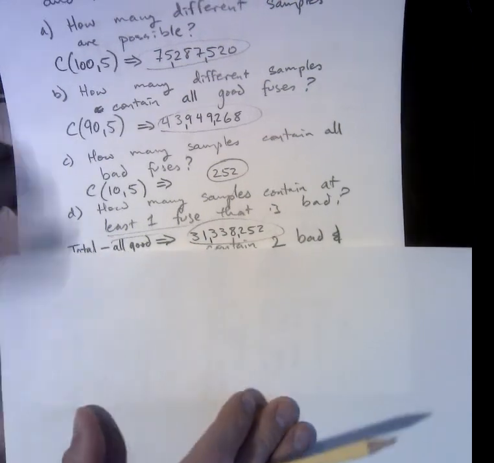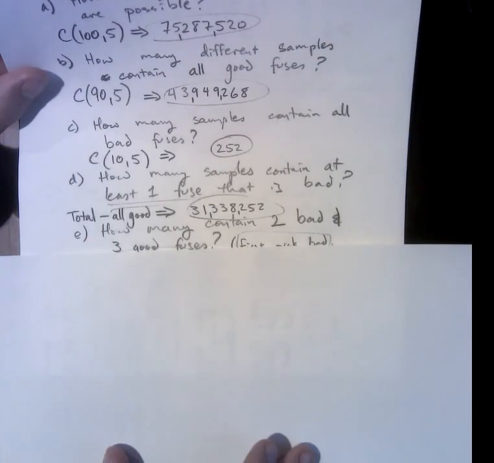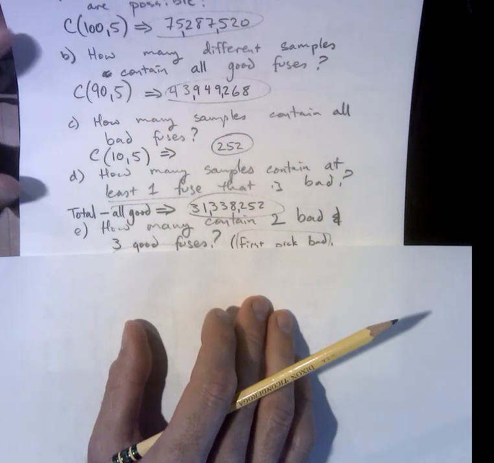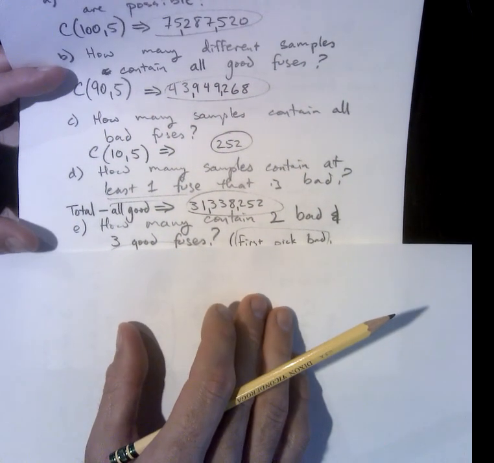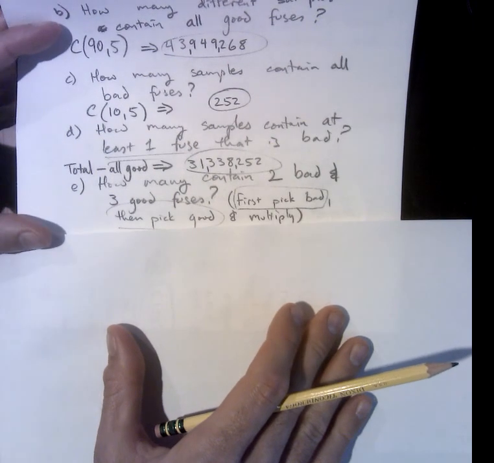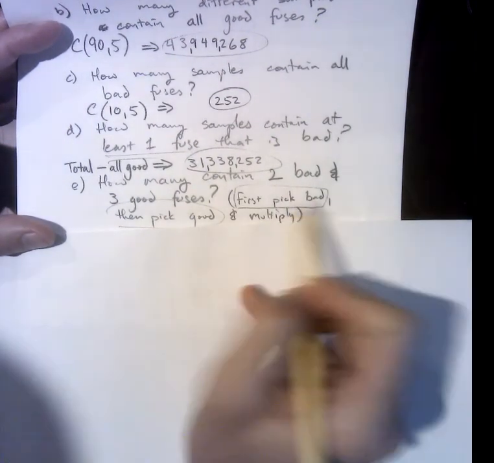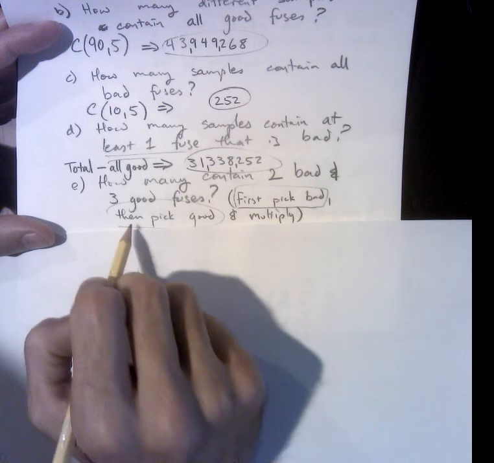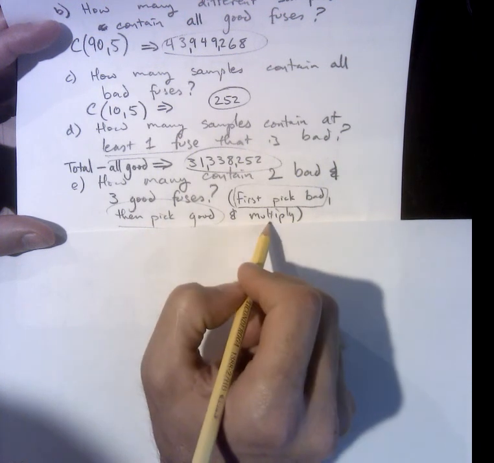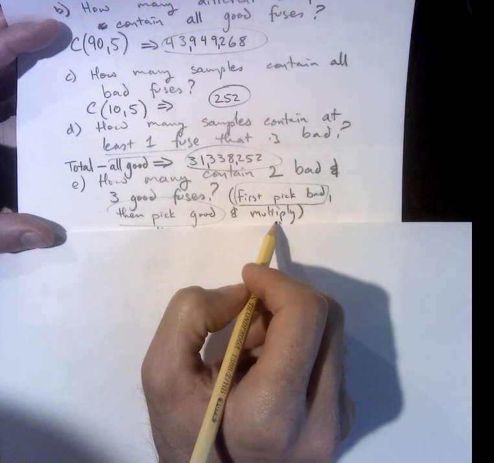Finally, let's see. How many samples contain 2 bad fuses and 3 good ones? Let's break this down into a couple different tasks. First, let's figure out how many ways there are for me to pick the bad fuses. Then let me figure out how many ways there are for me to pick the good fuses. And finally, I'm going to multiply, because of the multiplication principle.